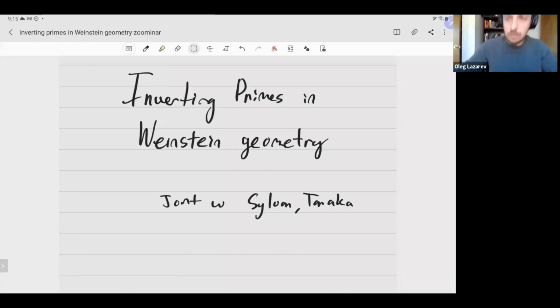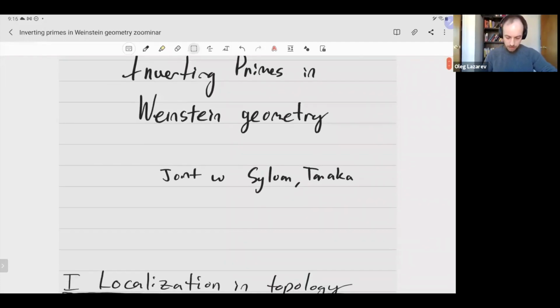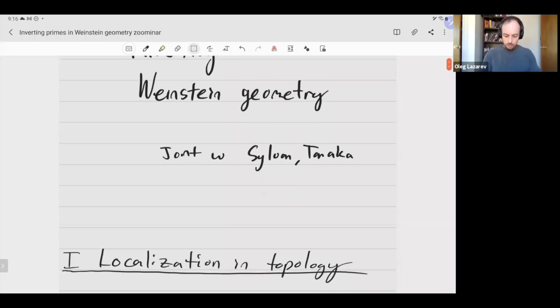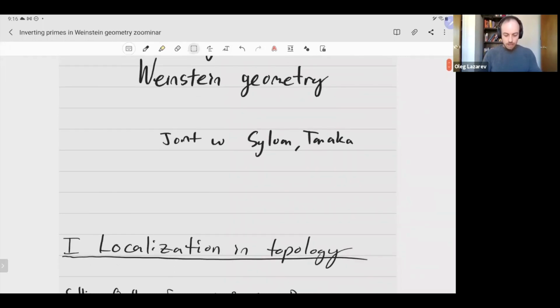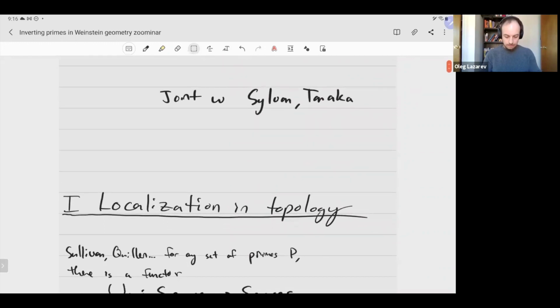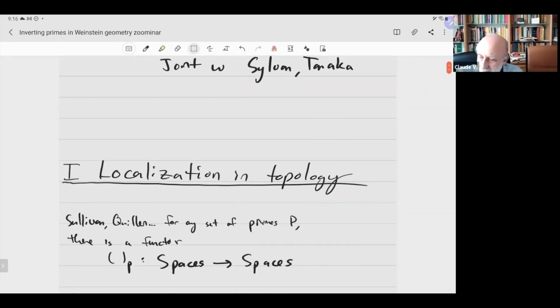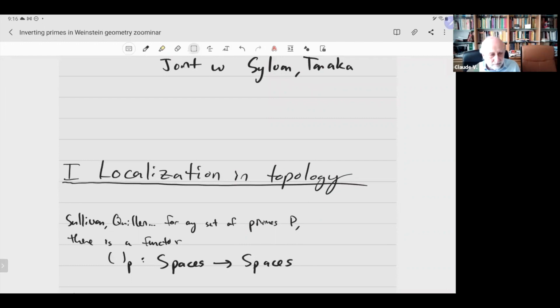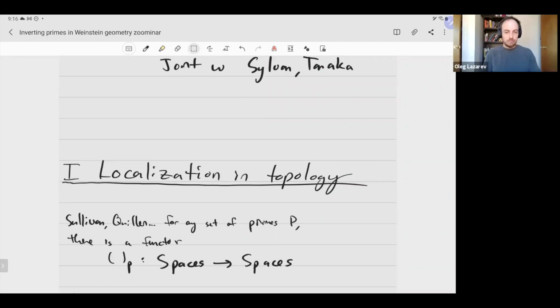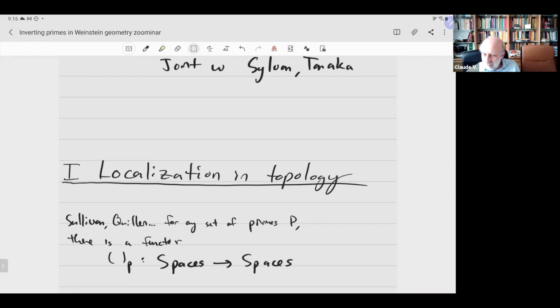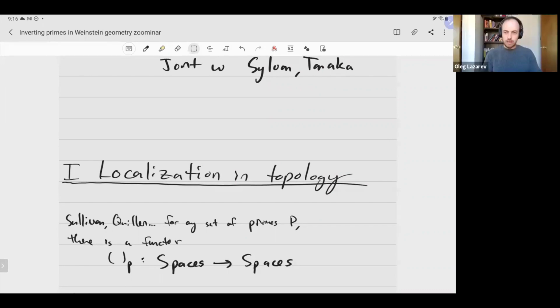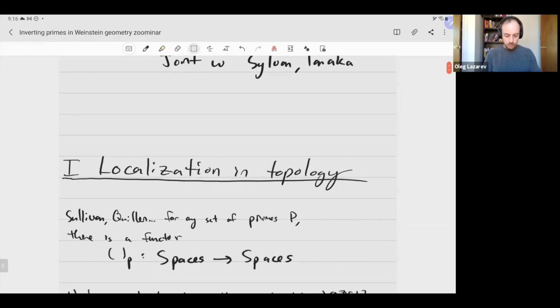Before talking about the symplectic case of inverting primes, let me begin by reviewing some analogs in topology. This is what's called localization. In topology, there's a functor for any set of primes P going from spaces to spaces. This functor was investigated by Sullivan, Quillen, probably lots of other people before them, but they're the ones who really pushed the theory forward in rational homotopy theory.